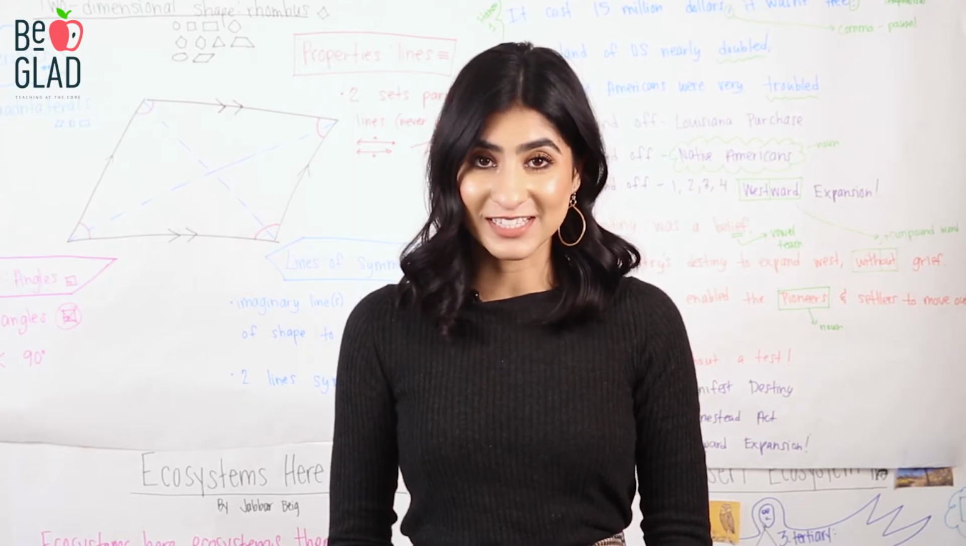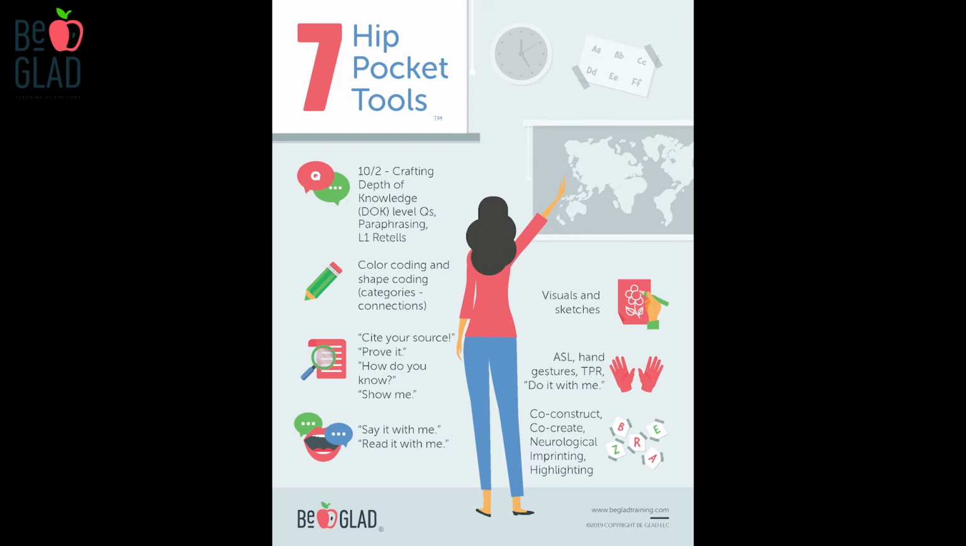Some ways to make your lesson engaging is to continue to use the 7 hip pocket tools. Even if students are on mute or have their video off, they can still participate by say it with me, read it with me, and do the gesture with me. This will give students the opportunity to practice the vocabulary and produce oral language all from home.